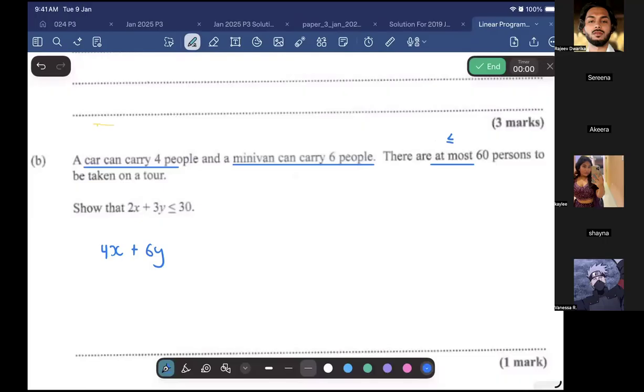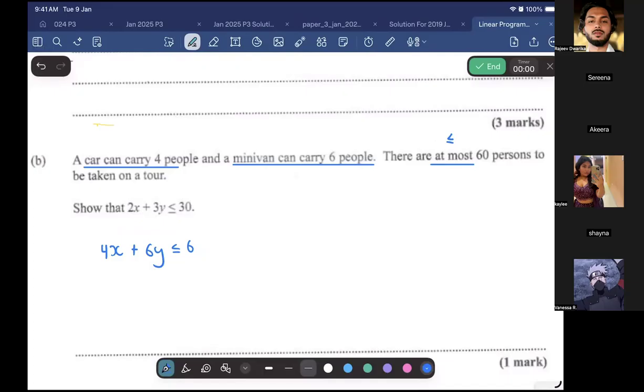Sheena, Vanessa, talk to me, guys. Are we confused by that? No, sir. All right. So at most 60 persons. So I'm going to put less than or equal to 60. And if you're having a hard time understanding this, look at what they're trying to make you prove. You can see the less than or equal to. So that should be a hint.